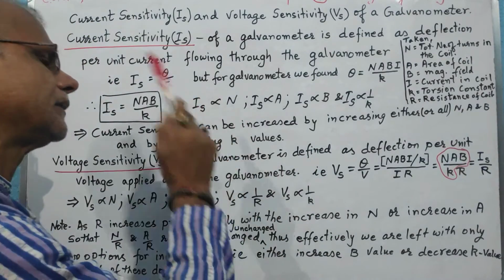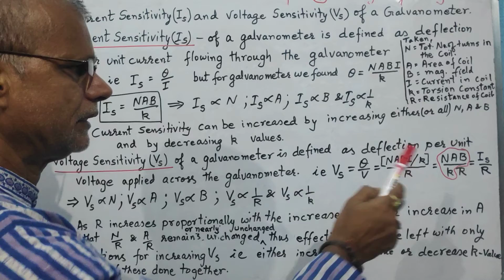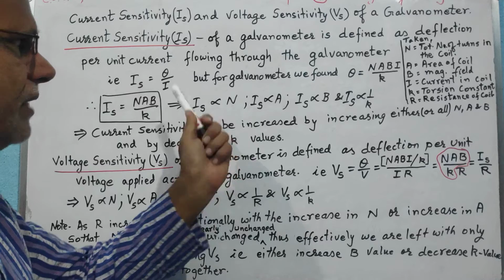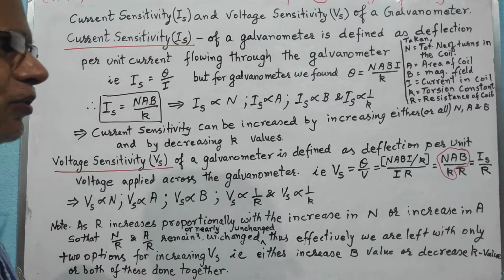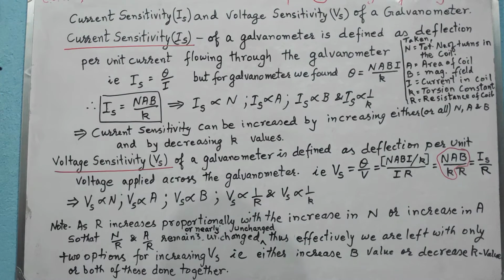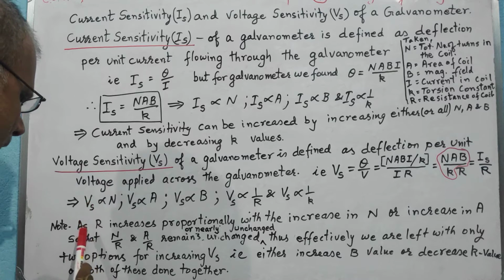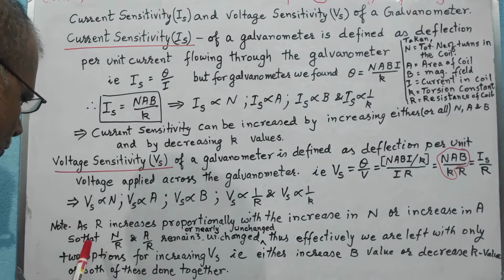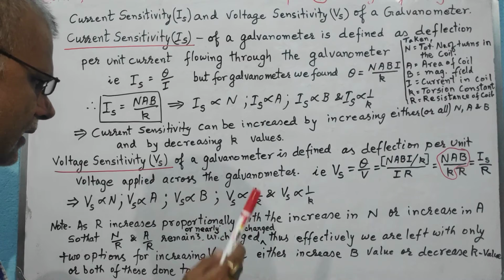Though the current sensitivity has changed due to the increase in number of turns, the voltage sensitivity hasn't changed, because as we have increased the number of turns, the resistance also increases in the same proportion. So the ratio IS by R remains unchanged. So that is what we have to remember, that as R increases proportionally with the increase in number of turns or increase in A, so N by R or A by R remains unchanged or nearly unchanged.